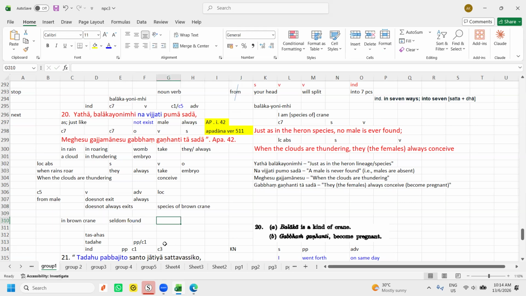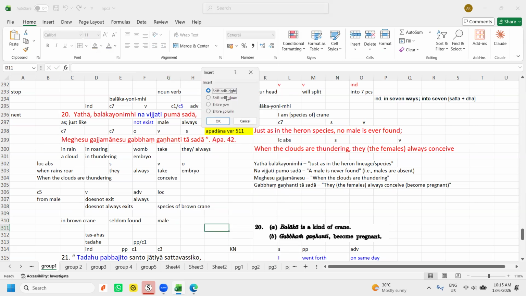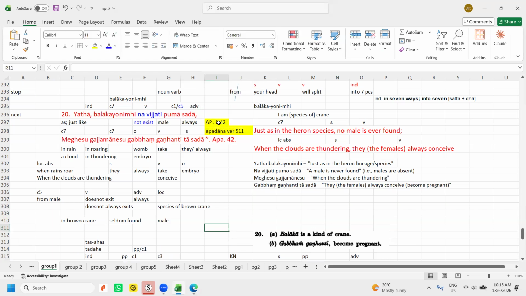Found a male. That means he's talking about a male. In a brown crane species, seldom you found the male crane. You see, this is what he's trying to say. So this one you can of course revert in a lot of ways. I just give you an idea of how the translation goes. So roughly you have an idea that in the brown crane species, seldom you found a male.